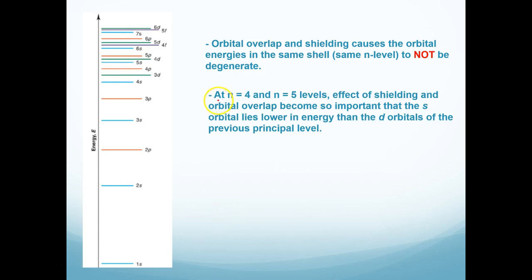So if we look at n equals 4 and n equals 5, that effective shielding and orbital overlap becomes so important that the s orbital actually lies lower in energy than the d orbitals of the previous principal level. So that's why we have this kind of, at least not as predicted, energy level order.